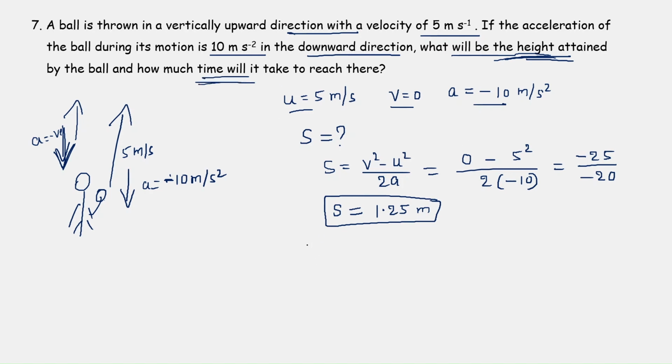So next we also have to find out the total time, how much time it will take. So here as usual we can use the first equation of motion, t equals to v minus u by a. The final velocity is 0, initial velocity is 5, divided by the total acceleration which is minus 10. So here you're going to have 0.5 seconds. So this will be the time taken to reach the highest height. Hope you have understood. Let's go to the next question.